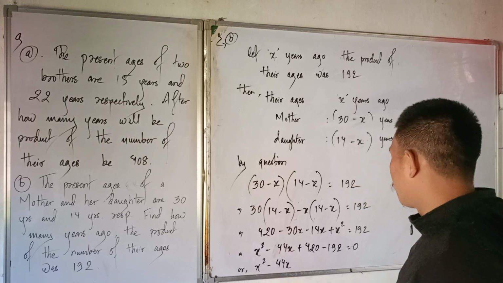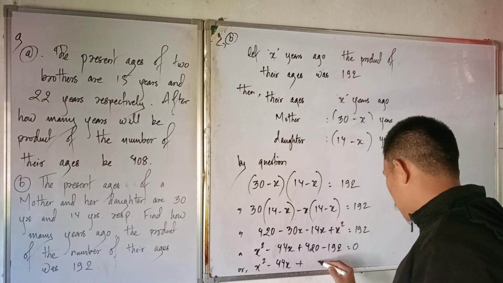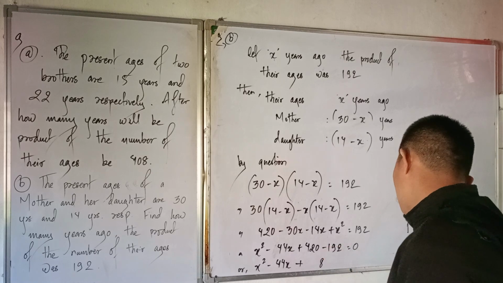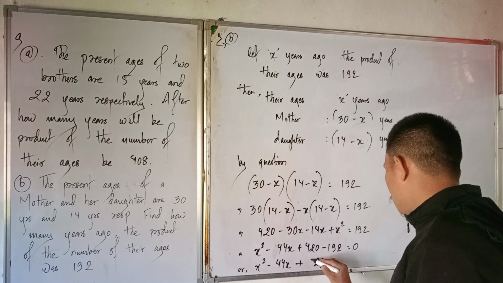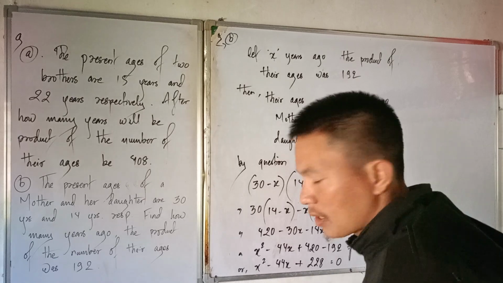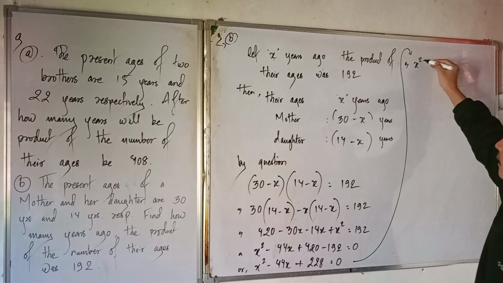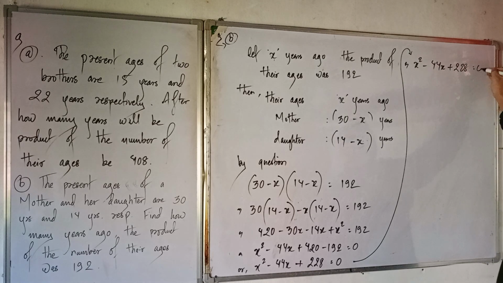420 minus 192 is 228, so x squared minus 44x plus 228 equals 0. Now you just factorize this. I'll be needing a calculator. Use a calculator if you can do it faster than me.